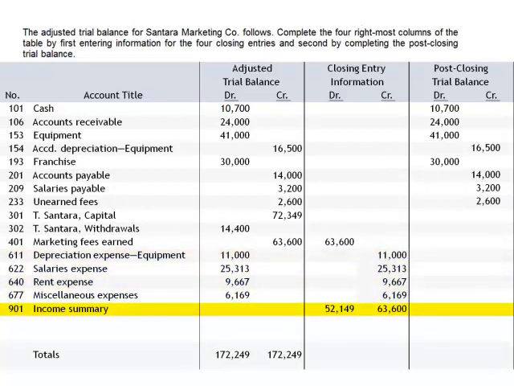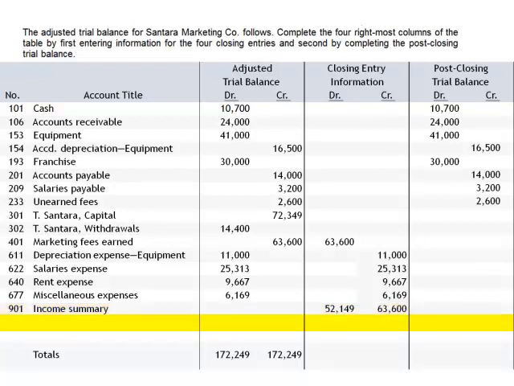Income summary is a temporary equity account. Its balance represents net income or net loss. Since in this case the revenues exceeded the expenses, we had net income equal to $11,451. Income summary is closed to the owner's capital account. The closing entry is a debit to income summary, $11,451, and a credit to Sentara's capital account.